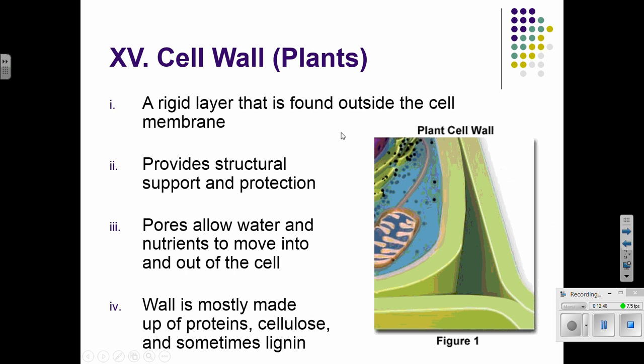The cell wall is also only found in plants. It's a rigid outer layer around the cell membrane. So you'll have the cell membrane first and then the cell wall. It's there for protection and support. Again, there are going to be some pores that allow a few things in and out, but it's mainly cellulose, which is a very strong sugar, and some proteins. Basically it's making sure that the plant can stand upright against the force of gravity and also stay nice and protected from foreign invaders.